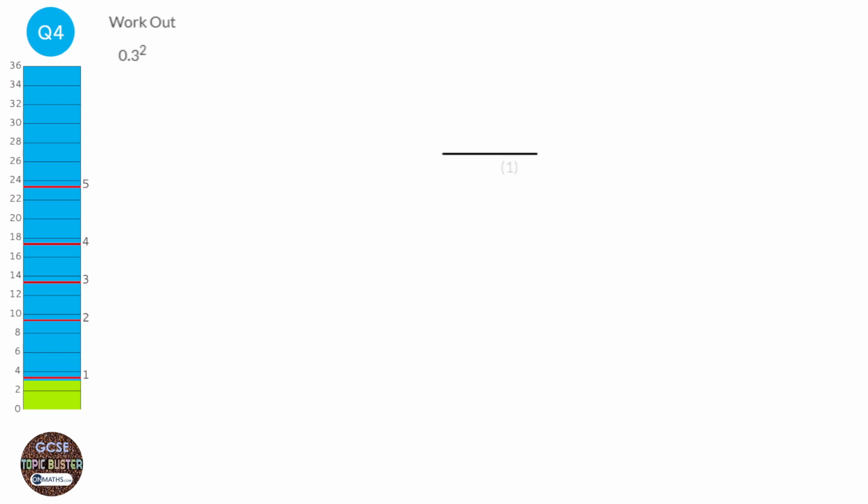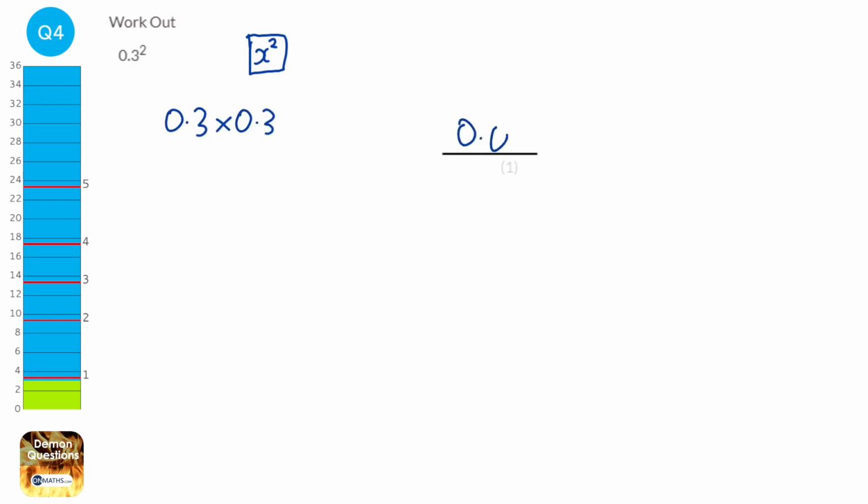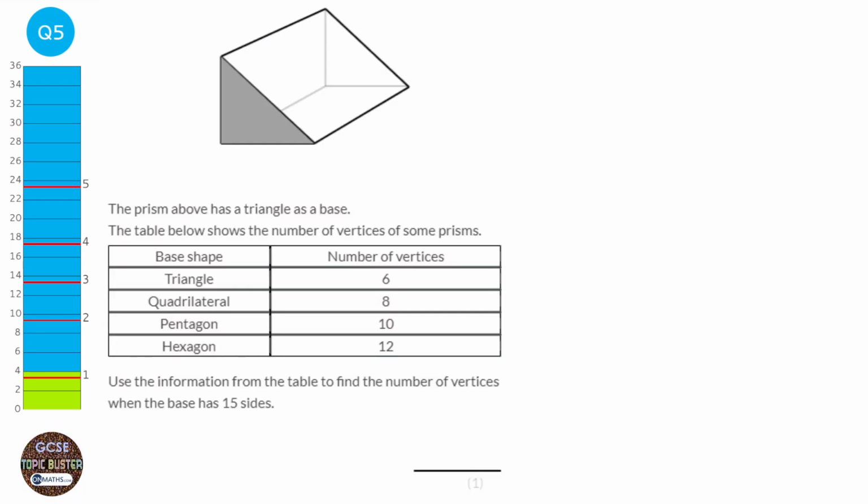And to work this out, we just need to type in 0.3 on the calculator and then press a button that, on most calculators, looks like this, and it will just square it for us. If you can't find that button, all you need to do is do 0.3 times 0.3, and that will give you the same answer of 0.09.